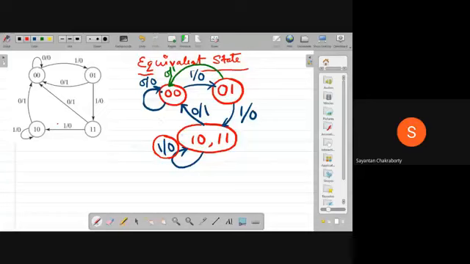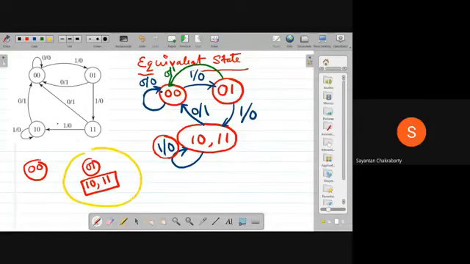The reduced state diagram for this will look like this. We'll have a state 00. Then we'll have a state 01, 10, 11, and this will constitute an equivalent state. The transition from 00 to 01 will be with the influence of input 1 with the corresponding output being 0, and this reverse transition will be under the influence of input 0 with an output of 1.